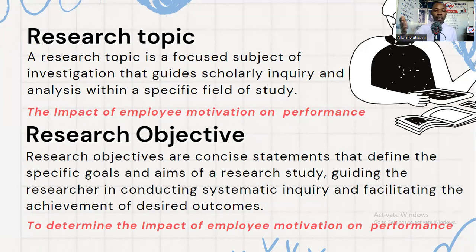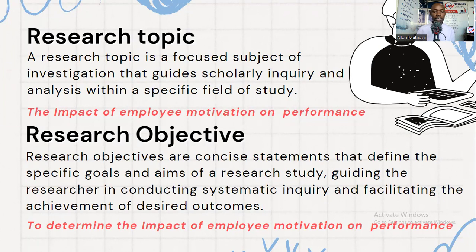So as I said, the topic is impact of employee motivation on performance. Then the objective will be to determine the impact of employee motivation on performance. I think that makes sense. So that is the general objective. But we can still go ahead and get what we call a specific objective. A specific objective is a breakdown of the general objective.